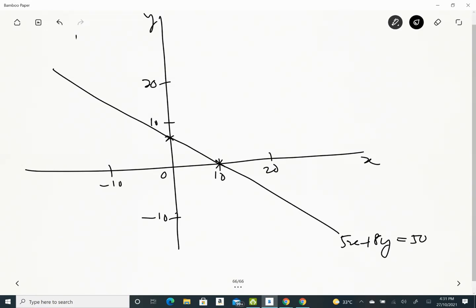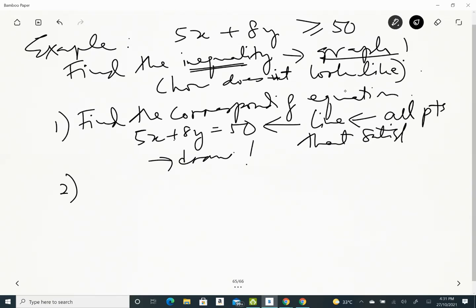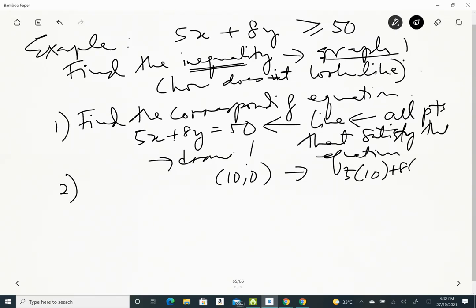Now, you don't want just that equation, you want the inequality. So I go back to here. When you have the equation, you see the line. The line means all points that satisfy the equation. So for every point on the line, if you compute 5x plus 8y, you get 50. For example, (10, 0) means if I put it in the equation, I get 5 times 10 plus 8 times 0, which is equal to 50. So that satisfies the equation. All the points on the line will satisfy the equation, so there are infinitely many points on the line.